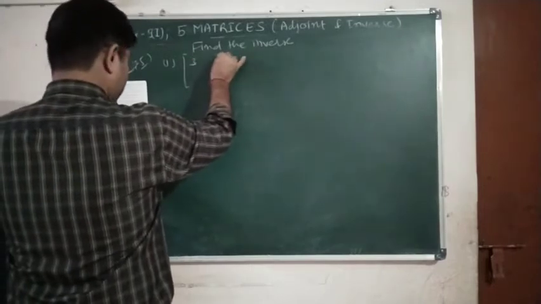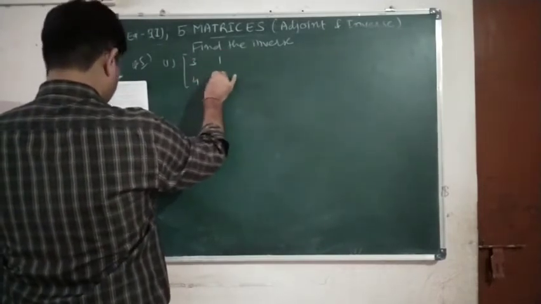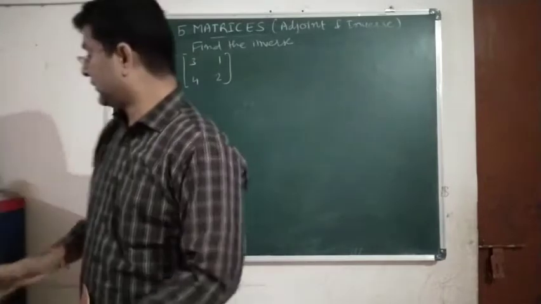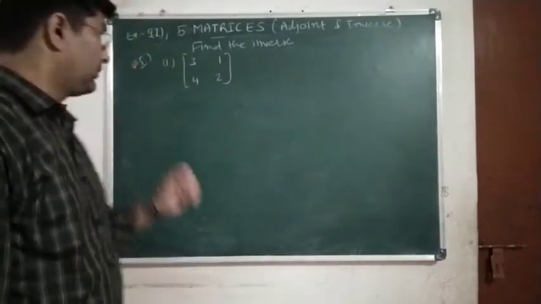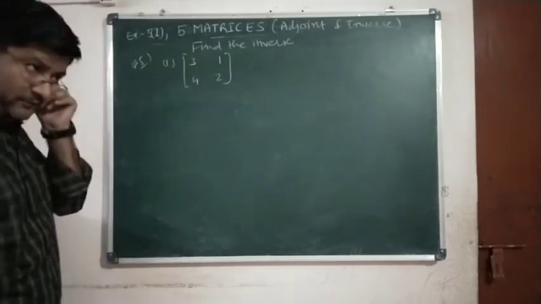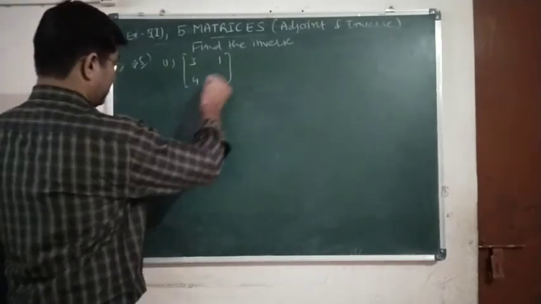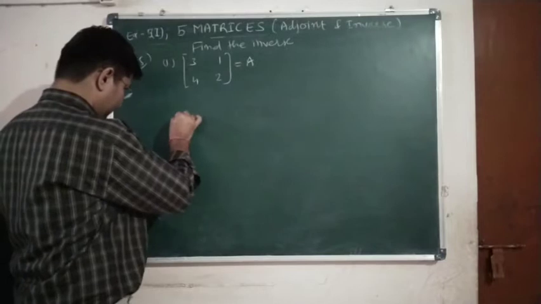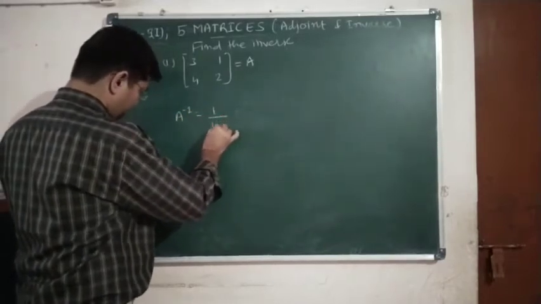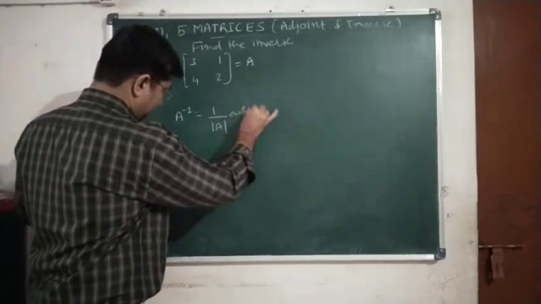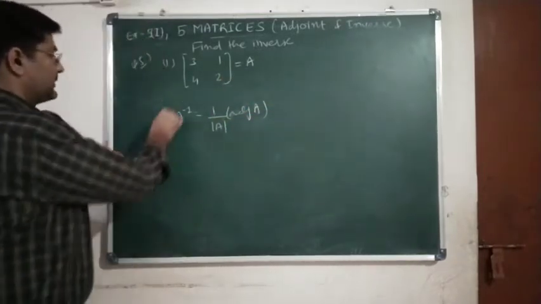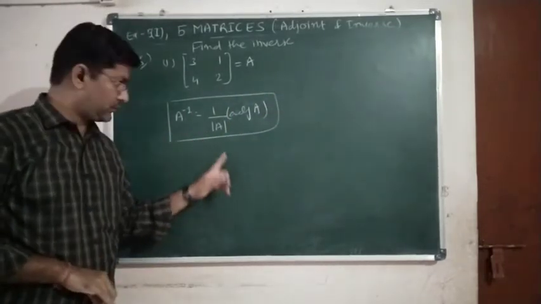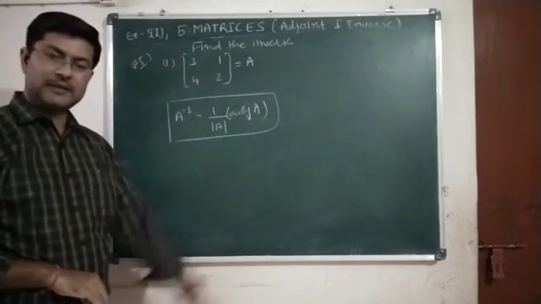We are given a matrix of order 2: 3, 1, 4, 2. This question was asked in ICSE 2002. Now, 2 by 2 matrix. Let us recall the formula for finding the inverse. Let this be matrix A. Then A inverse is equal to 1 upon determinant of A multiplied by adjoint of A. This is the formula to find the inverse. So we have to find the determinant of A and then adjoint of A.